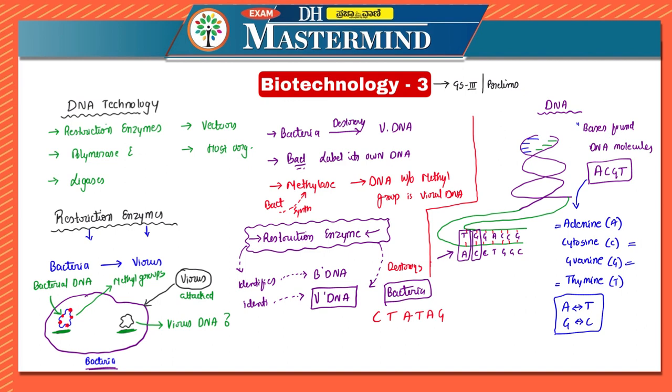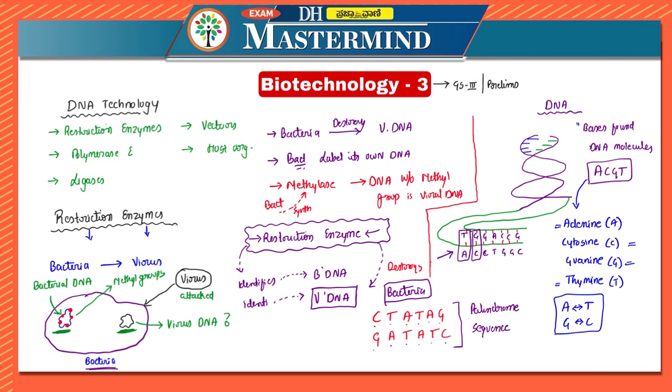Now opposite to C, we need G. Opposite to T, we need A. Again T, A, T, C. Now if you read it from the top, C, T, A, T, A, G, and from the bottom, C, T, A, T, A, G. So this is called a palindrome sequence.